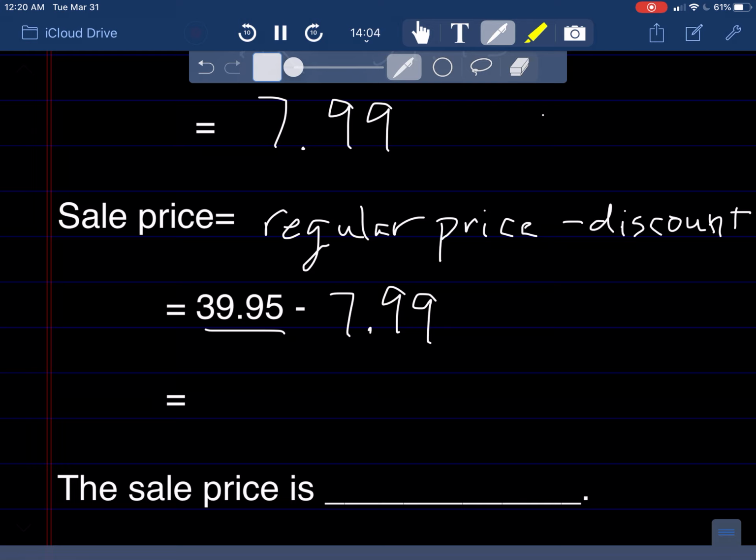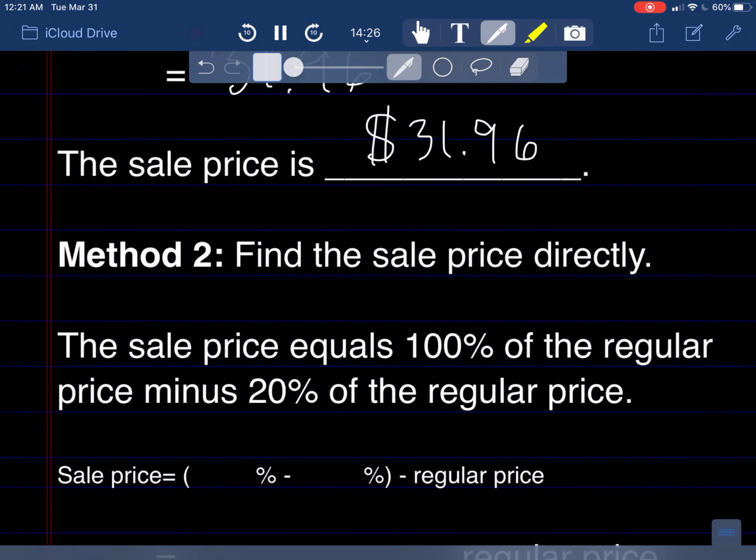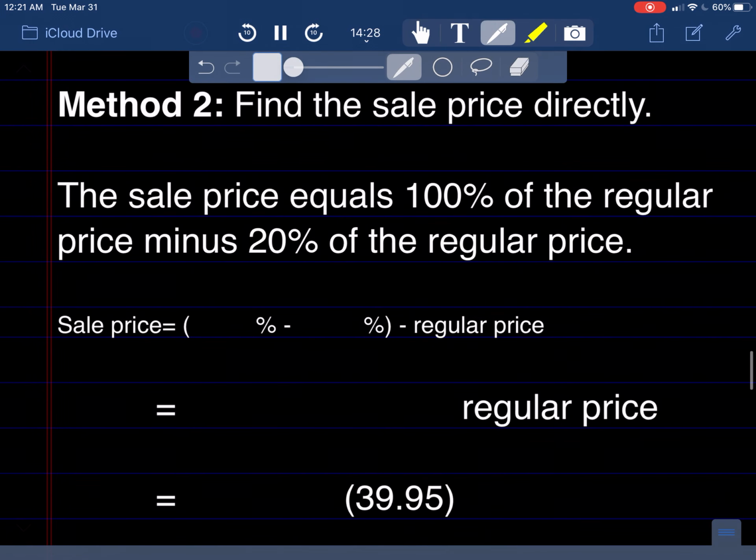All right, so you should have gotten 31.96. All right, so our sale price should be $31.96. Okay, so again, this is just one way. I'm going to show you the second way right now. And if we did it correctly, they should both be the same. Okay? Again, whenever you need to, just pause these videos or rewind.